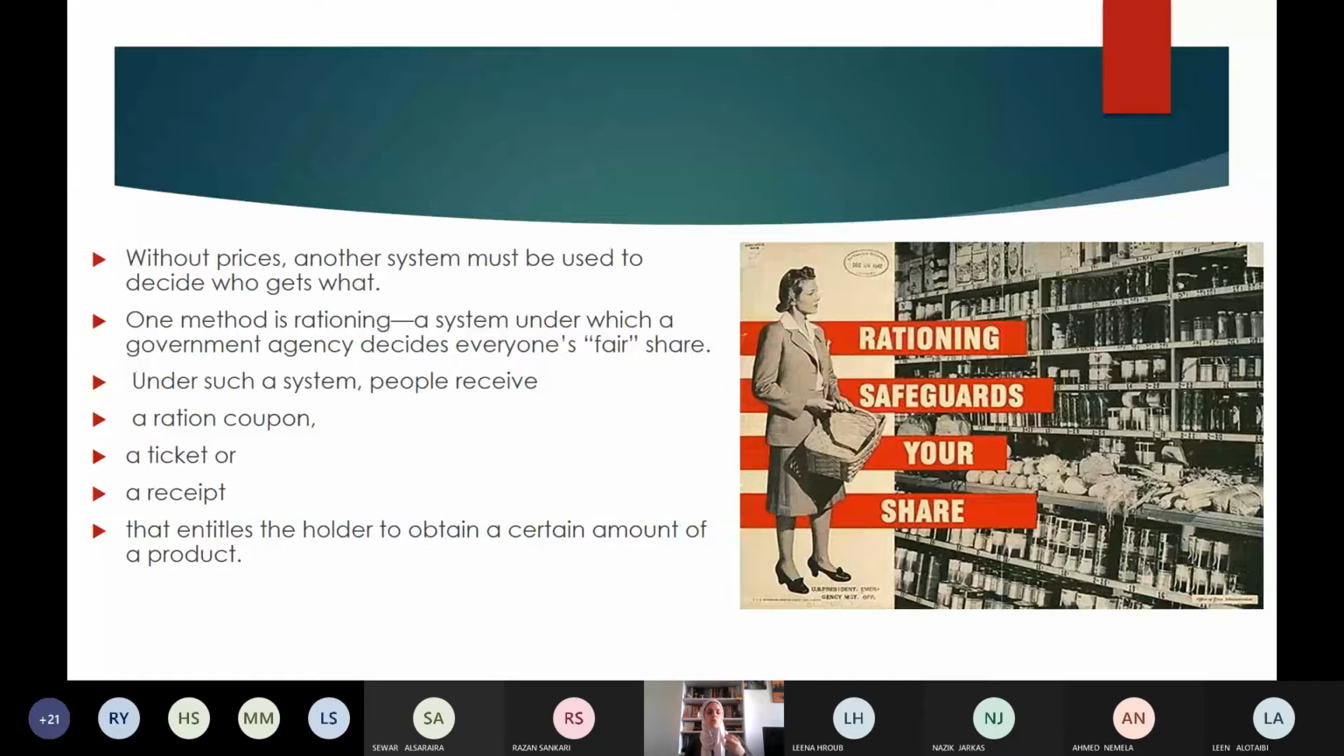A ration coupon, a ticket, or a receipt. I give him a coupon, he gives me the groceries. But what happens if I want more? You buy it from elsewhere, very expensive. You buy it from outside of here. We are responsible to feed you, to give you the sugar, rice, pasta, sauce, tea, coffee, and this. Sometimes they add extra products as a gift from the government, so they add cacao powder or something.